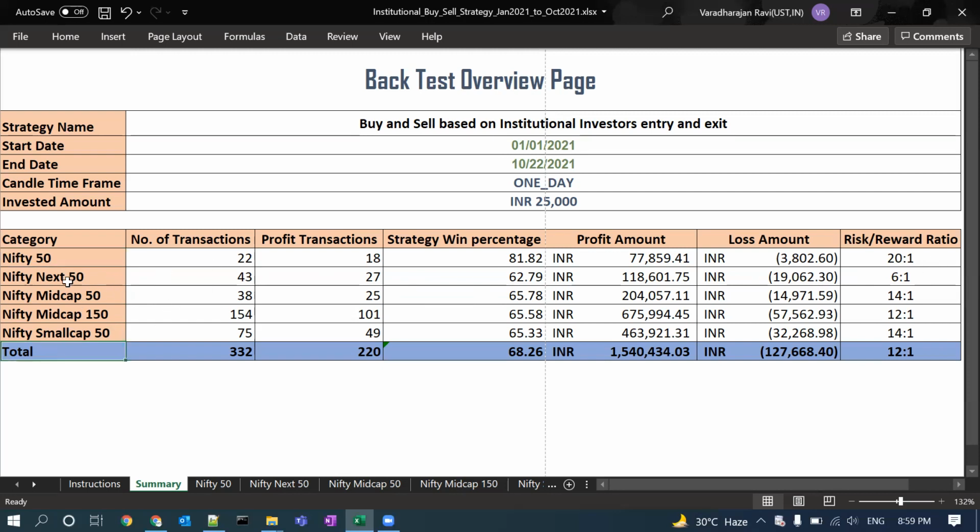Likewise, we backtested it for other indices as well. And we had a total of 332 transactions in these indices for this time period, out of which 220 were profit. So our strategy win percentage is 68.26. If you had invested in all these indices, you would have received 15,40,000. Your loss will be 1,27,668. So the total risk reward is around 12:1.